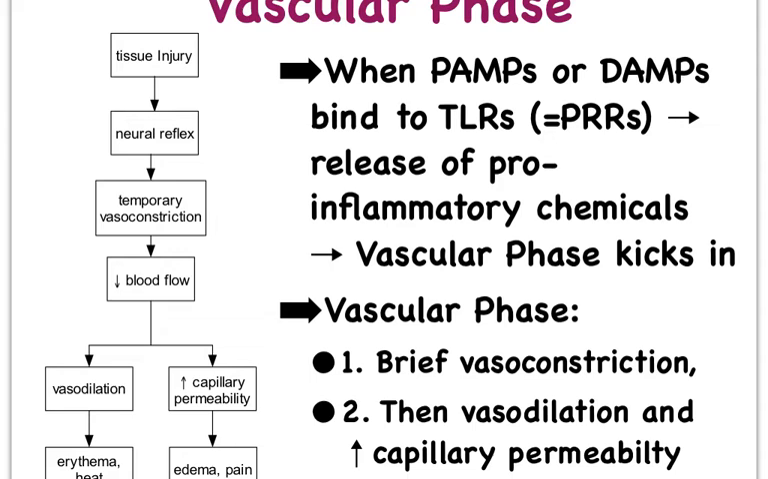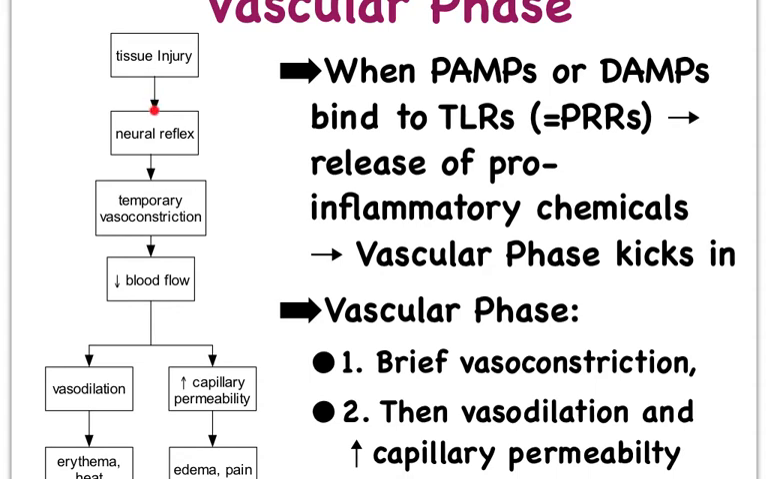So the first phase of acute inflammation is called the vascular phase. Clearly, that means that blood vessels are involved, and it goes like this. Let's say that a tissue is experiencing an invasion of a pathogen, or perhaps there are damaged cells, something along those lines. So that's reflected in this little box that says tissue injury.